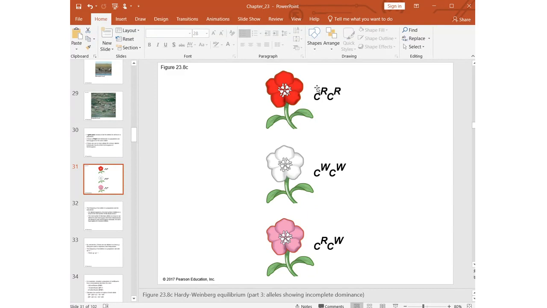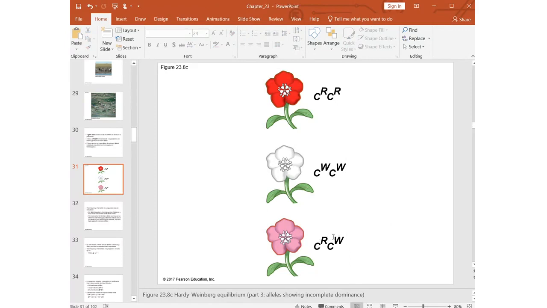So basically that gene on one chromosome has the allele for red flower, and that gene on the other chromosome in the chromosome pair also has the allele for red flowers. And then this individual is also homozygous because it has two alleles that call for white flowers. And this individual is a heterozygote because it has one allele for red flower and another allele for white flower.